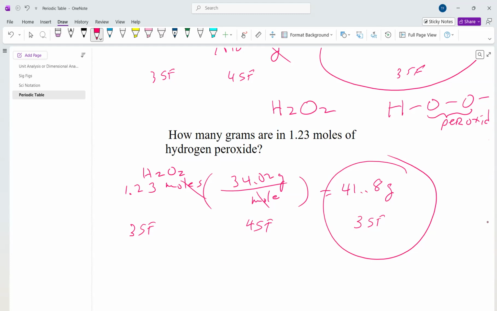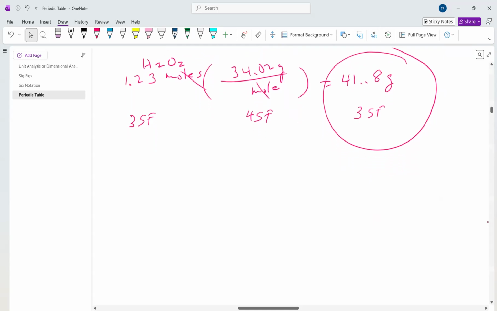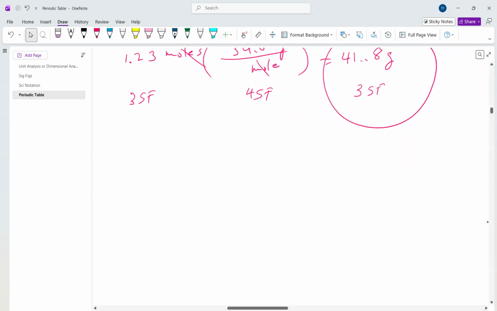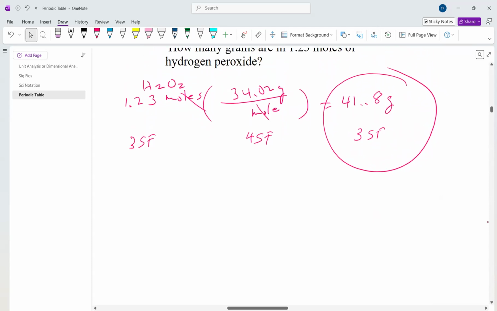Okay, so let's do a little more complicated ones here. Now, should it be grams per mole or just grams for the answer? Just grams. Yeah, just grams because the moles cancel. I said that before.